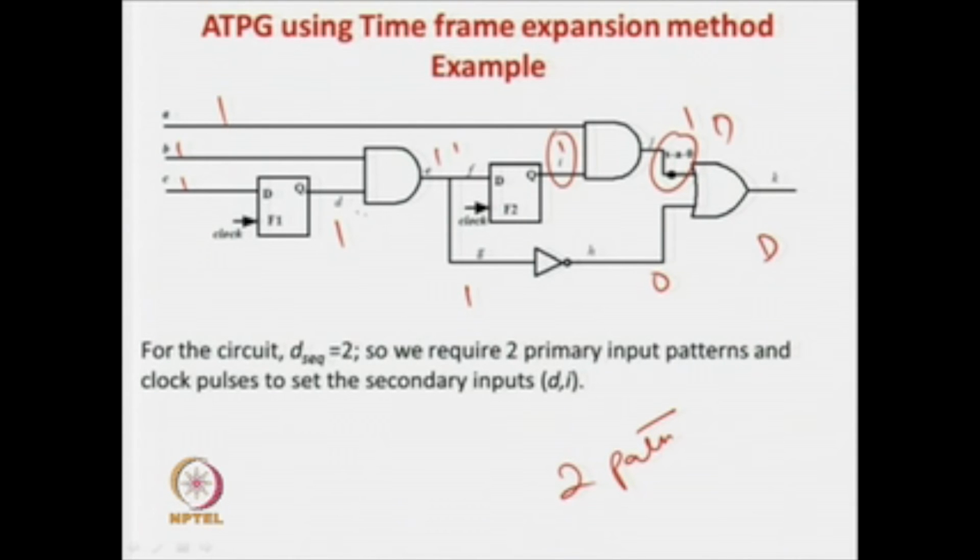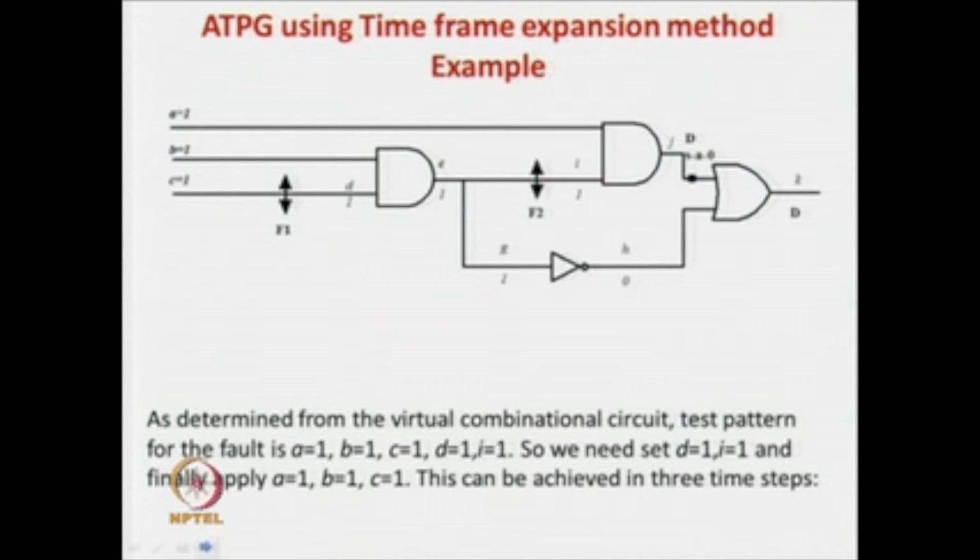So, this we need to control to 1 and this we need to control to 1. And sequential depth is 2. So, you will require 2 clock periods to make this one to 1 and this one to 1. And finally, you have to apply A equal to 1, B equal to 1 and C equal to 1 to test the fault. So, let us see that explicitly how it can be done. So, 2 patterns to set and the third pattern to test it.